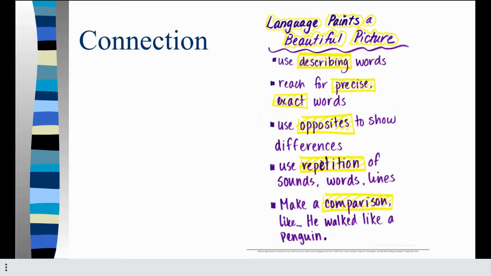Use describing words. Reach for precise, exact words. Use opposites to show differences. Use repetition of sounds, words, and lines. We worked on that in our session about refrains. Make a comparison, like he walked like a penguin.